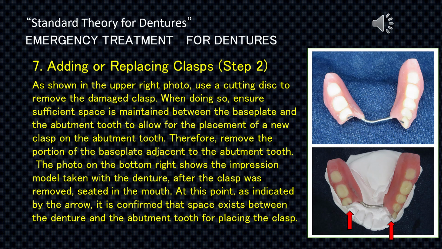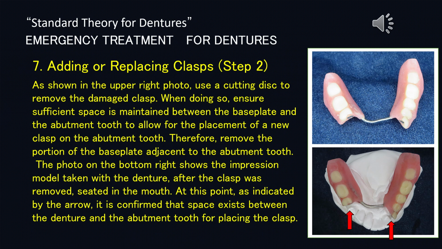7. Adding or replacing clasps. Step 2. As shown in the upper right photo, use a cutting disc to remove the damaged clasp. When doing so, ensure sufficient space is maintained between the baseplate and the abutment tooth to allow for the placement of a new clasp on the abutment tooth. Therefore, remove the portion of the baseplate adjacent to the abutment tooth.